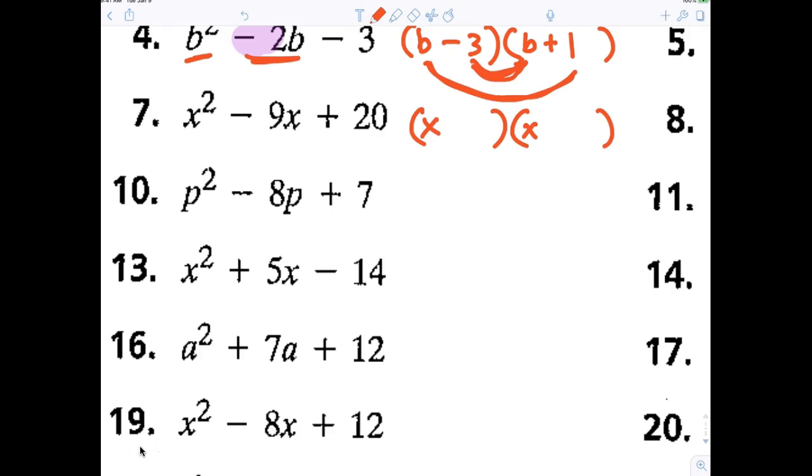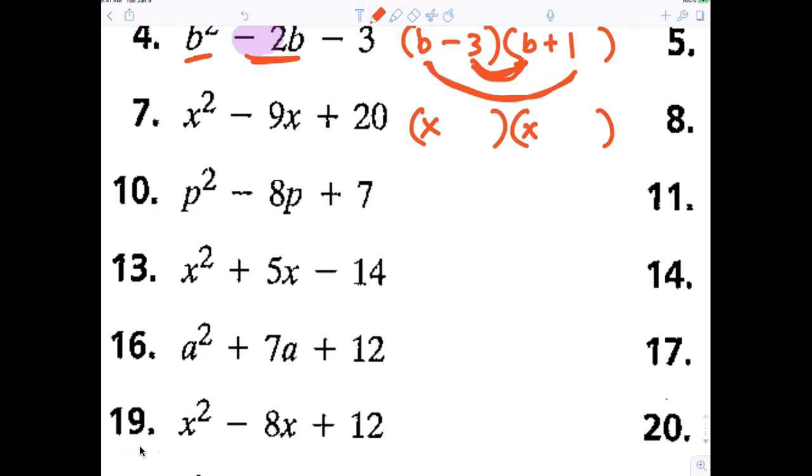All right? Now, what are the factors of 20 that make 9? 4 and 5. Could 2 and 10? Yes, but that doesn't make what? 9. So you could choose 1 and 20, but 1 and 20 don't make 9. Does everybody understand that? The only factors of 20 that make 9 are 4 and 5. There are more factors, 1 and 20.